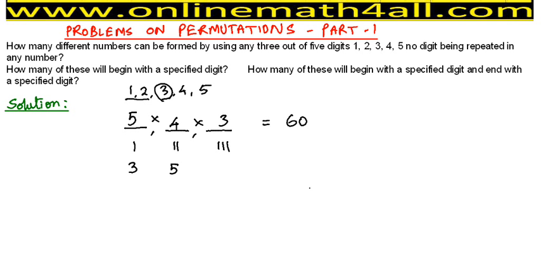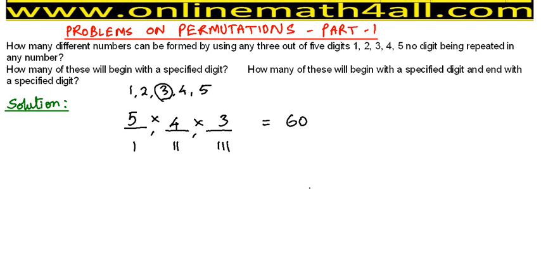For the third place we can consider the remaining 3 digits 1, 2, 4. So we have 3 options for the third place. So I write 3 here. When we do this kind of problem, no digit will be repeated in any of these 60 numbers. So to get the result, we just have to multiply the numbers 5 times 4 times 3. So we are getting the result 60.